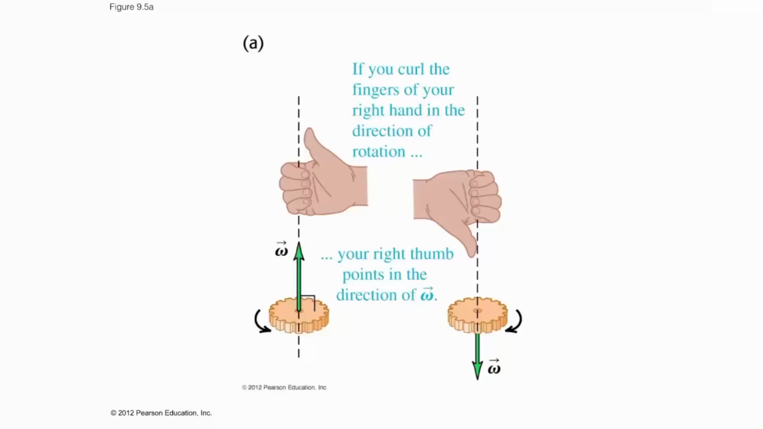This is counterclockwise, but the problem is clockwise and counterclockwise depend on which way you're looking at it. This is counterclockwise for you, but it's clockwise for me. Do you see the problem? So physicists have overcome this problem with something called the right-hand rule.